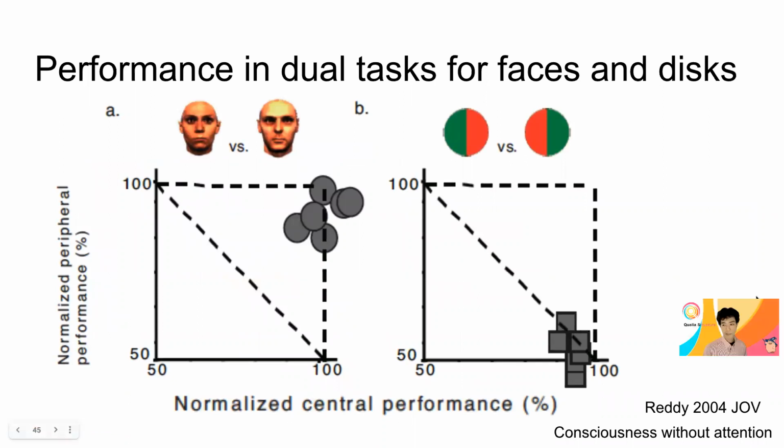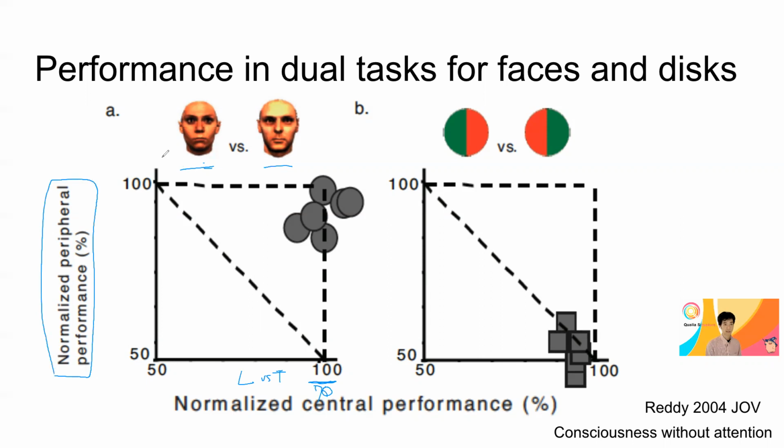And it turned out that previous studies have repeatedly shown that face gender discrimination, like here, female and also male, can be done without much interference. So the central task is a letter task here, L versus T, and that performance is normalized. Meaning that in real performance it's 70 or 80%, but for each individual subject, we normalize it to 100, and then compare that with the dual task situation. And the same goes for this peripheral performance.